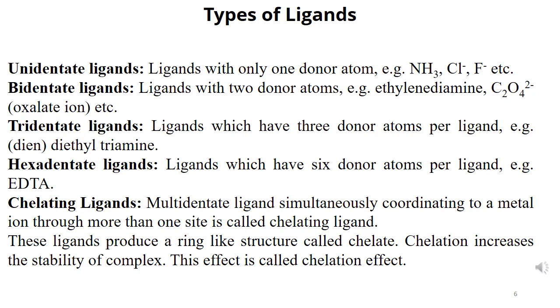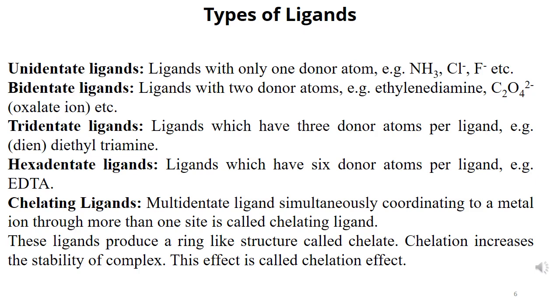The ligands can be of other types too, that could be tetradentate, pentadentate, or hexadentate. Next we will take the example of hexadentate. Hexadentate ligands have 6 donor atoms per ligand. An example is EDTA, ethylene diamine tetraacetic acid, which we will discuss in the next slide. This EDTA is used in complexometric titrations.